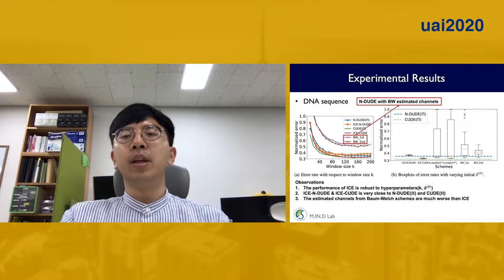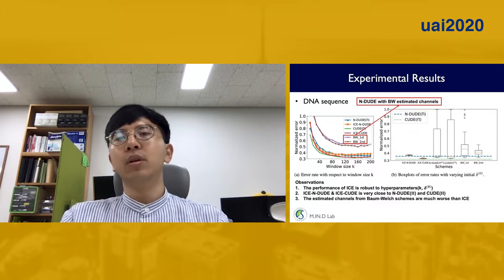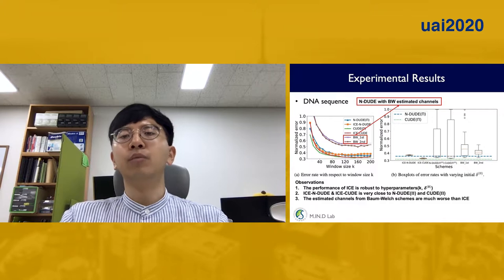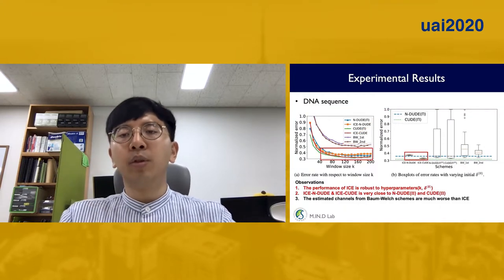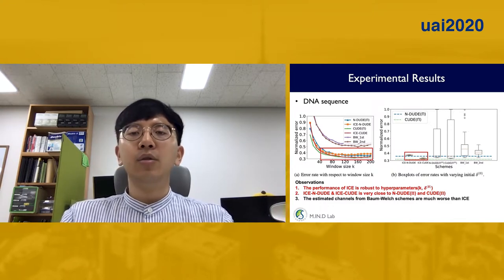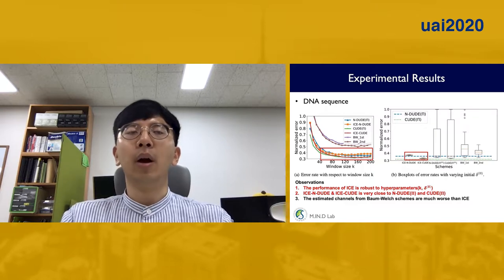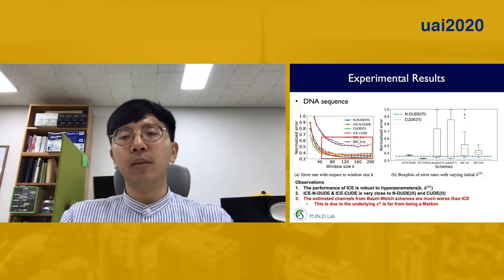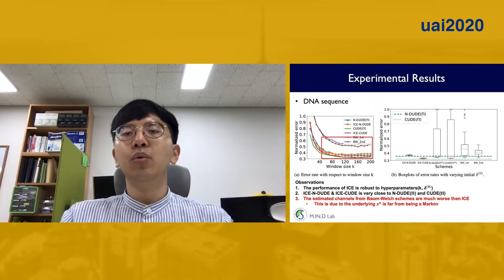The last experiment is on the DNA sequence. Note that since naive Baum-Welch cannot reconstruct the DNA sequence, we use hybrid schemes: NeurDUDE with Baum-Welch first estimated channels, or NeurDUDE with Baum-Welch second estimated channels. Baum-Welch first and Baum-Welch second assume the underlying source is a first order Markov chain and a second order Markov chain respectively. Here are some of our observations. First, the performance of ICE is highly robust to hyperparameters. And second, ICE NeurDUDE and ICE CUDE are very close to NeurDUDE pi and CUDE pi. Third, the estimated channels from the Baum-Welch schemes are much worse than ICE. This is due to the underlying source signal being far from Markov.